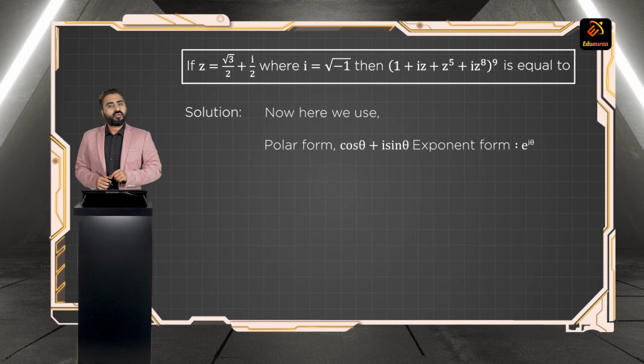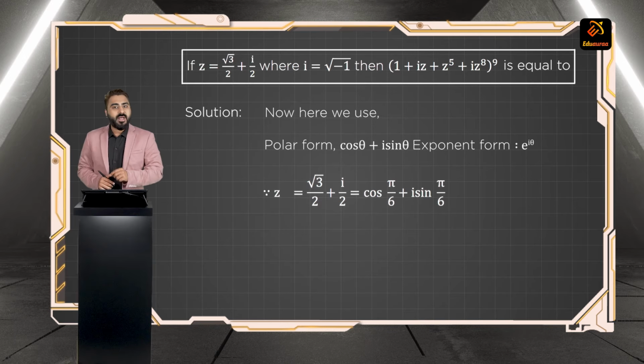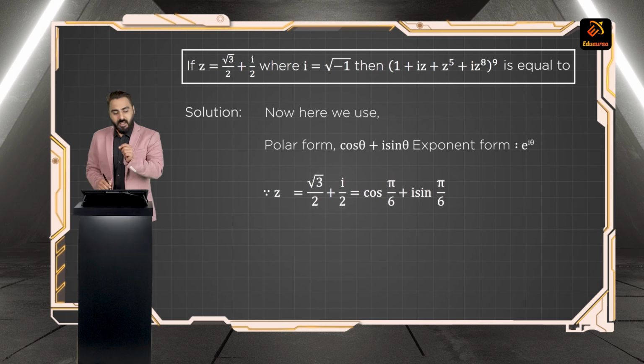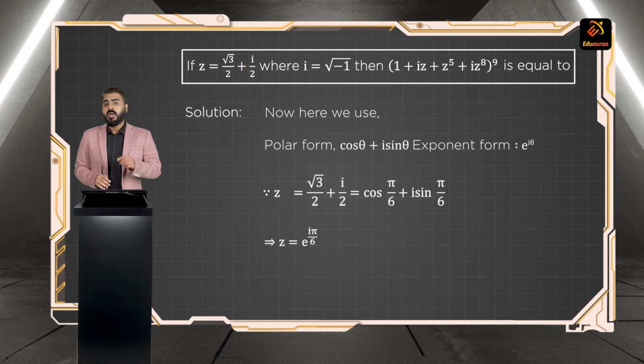So students, according to our given condition, z is equal to root 3 by 2 plus 1 by 2 i can be written as cos pi by 6 plus i sin pi by 6, which is nothing but e raised to i pi by 6. Now students, this is the value of your complex number in Euler's form. Now what is the given condition?